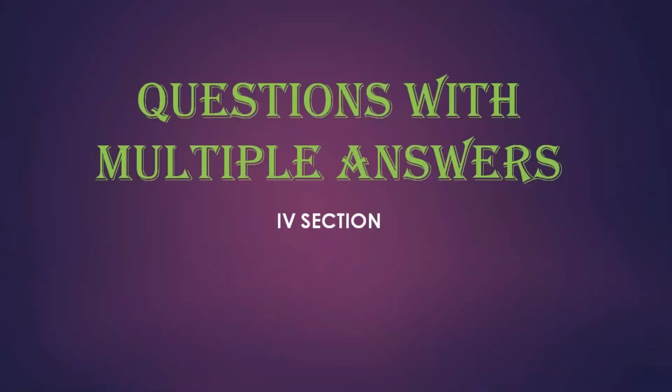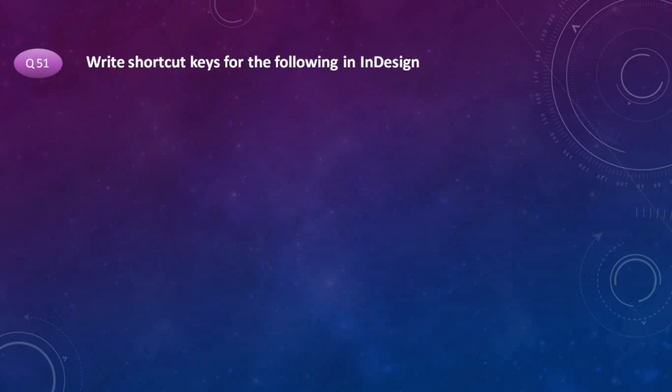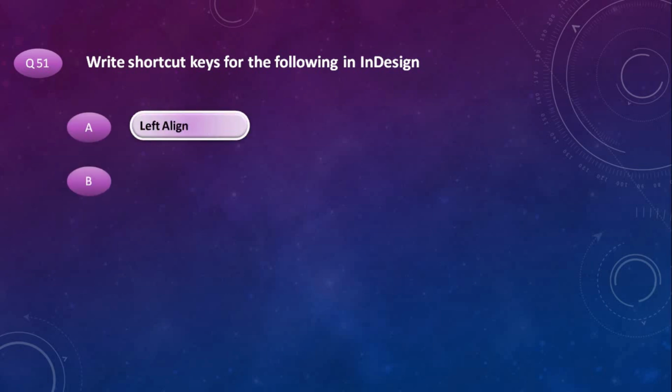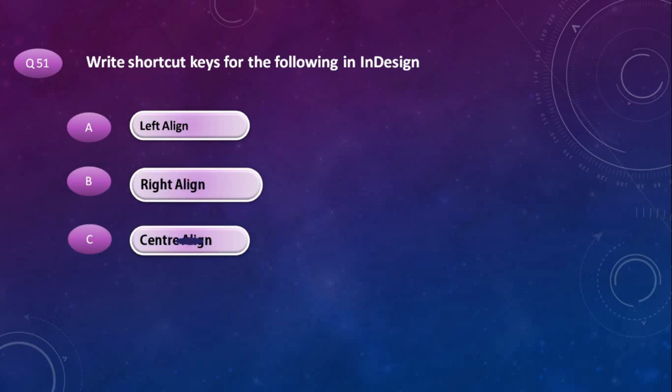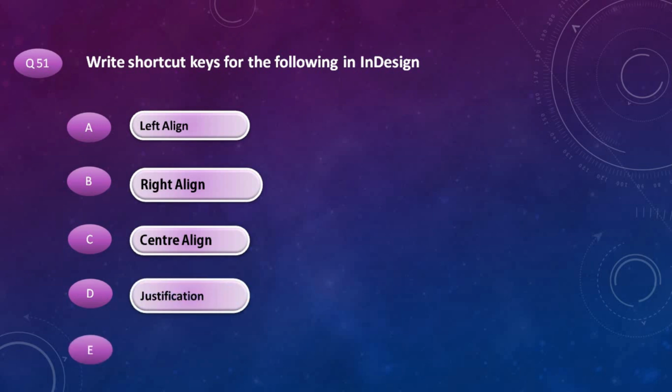So next we have questions with multiple answers. Write shortcut keys for the following in InDesign. First one, left align, right align, center align, justification, and change, replace.